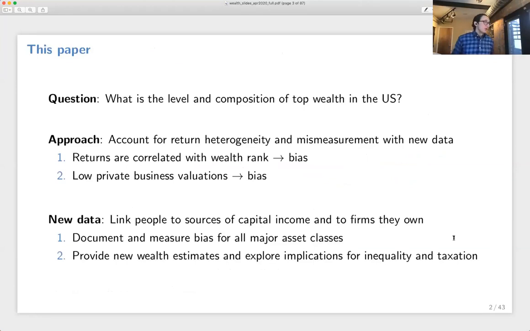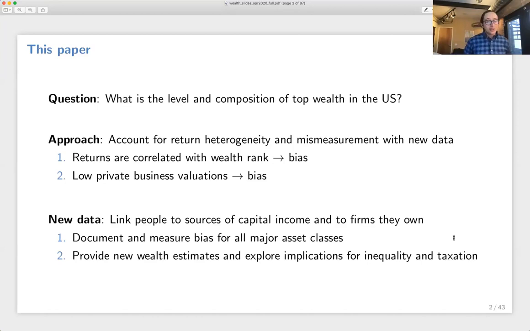So what are we going to do in this paper? We're going to jump into this debate and attack the question: what is the level and composition of top wealth in the US? We use an approach that builds on Saez and Zucman's capitalization approach. We're going to be taking income flows and trying to estimate wealth from those flows, and also adding new data that allows us to improve the models in several dimensions. The most important thing I want you to have in mind is that we're going to be accounting for return heterogeneity and mismeasurement with new data. So what is return heterogeneity? Why does that matter?